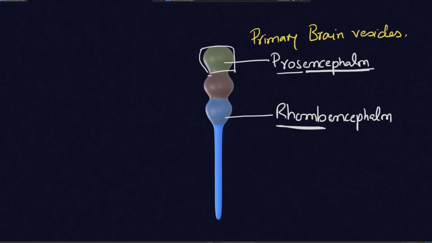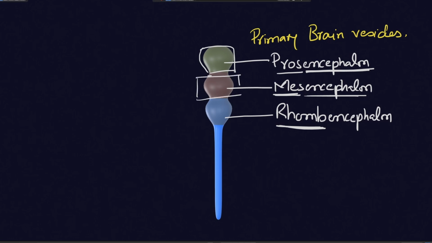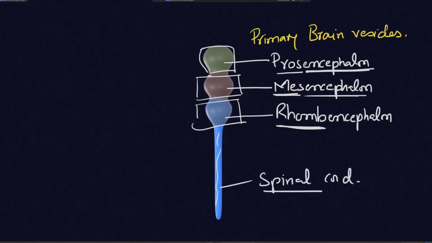And then we have the middle one in between these two, the mesencephalon, where mes means middle. It is pronounced mesencephalon, but just for ease of explanation I am saying it like this. So these are the three basic or primary brain swellings: prosencephalon, mesencephalon, and rhombencephalon. And finally, of course, this is the spinal cord. Not many major changes occur in the primordial spinal cord at this phase.